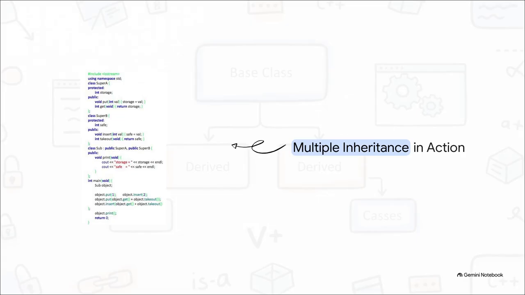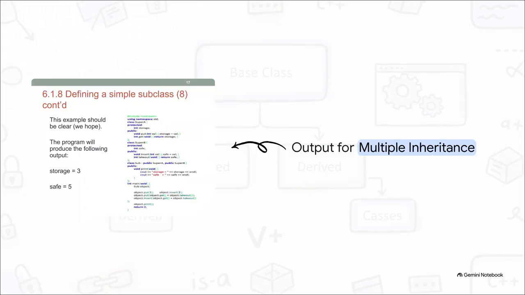Check out how this hazard looks in practice. Imagine a class called sub that inherits from both super A and super B at the exact same time. By doing this, it's forcing the compiler to juggle two completely distinct base foundations at once. So sub now has direct access to both storage from super A and safe from super B. Sure, it spits out storage equals 3 and safe equals 5 perfectly in this tiny little sandbox example, but remember the warning. In larger programs, if super A and super B happen to have functions with the exact same name, the compiler would have absolutely no idea which one to pick. This dual inheritance creates a total nightmare for debugging and maintaining a clean codebase.